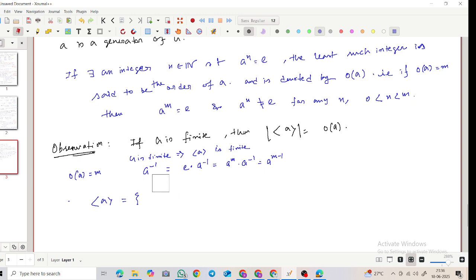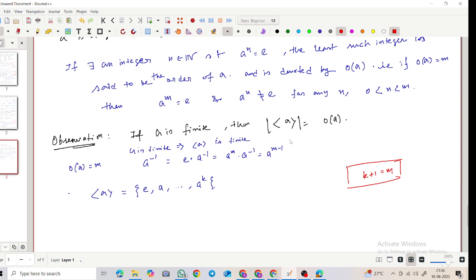Maybe I should write with E. So say there is A to the power K. So how many elements are there? K plus 1, right? So we need to show that K plus 1 is M. That is our target, right? Okay, let's see.